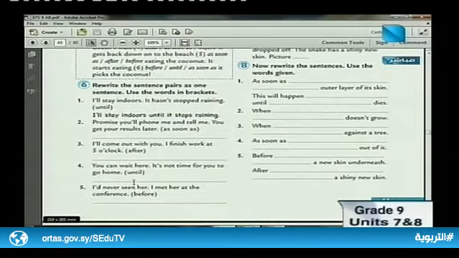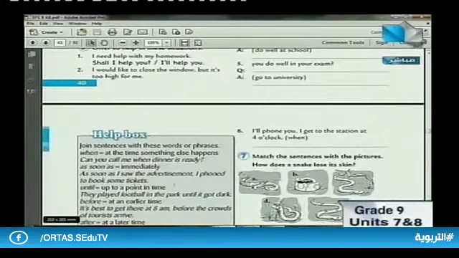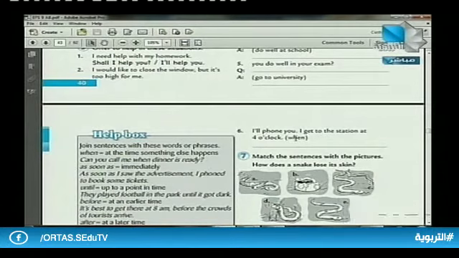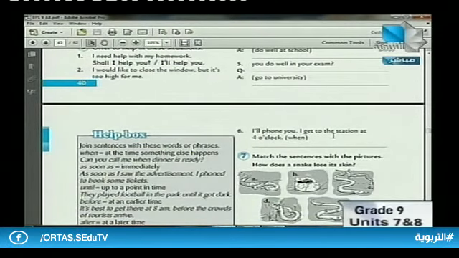Number 6, the last one, Miss Fidan, please. "I'll phone you when I get to the station at 4 o'clock." Here we use "when". So at the same time, I will phone you when I get to the station. Once I get to the station, I will phone you.